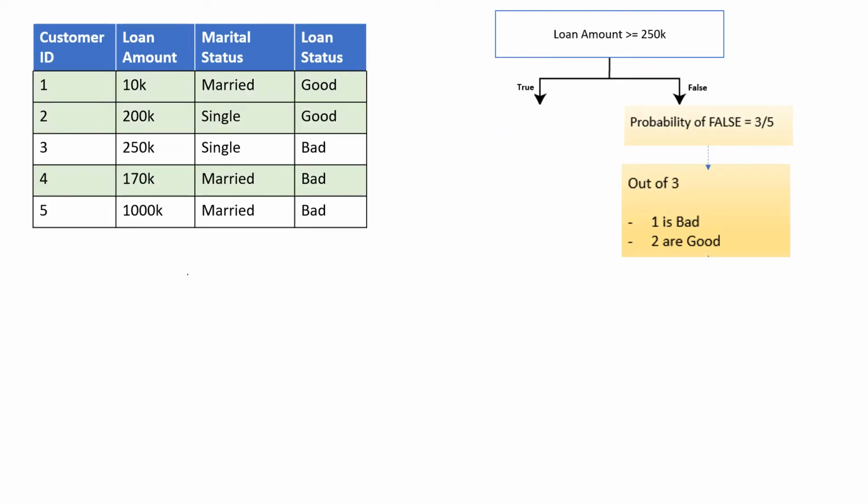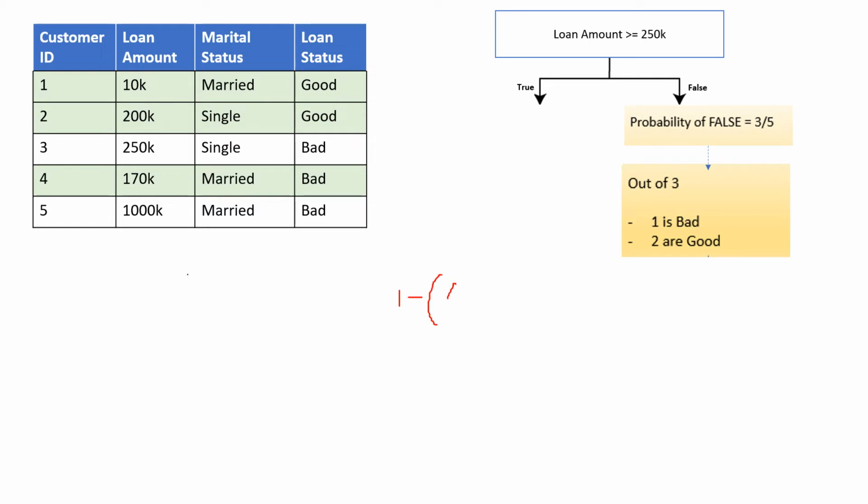Similarly, let's compute the Gini impurity at the other node where the condition is false. The probability here is 3 out of 5. We have 3 records out of 5 which satisfy this condition. And out of these three records, we have one which falls under the bad classification and the other two under the good classification. Okay. So how do you compute the Gini impurity? 1 minus sum of squared probability of each class.